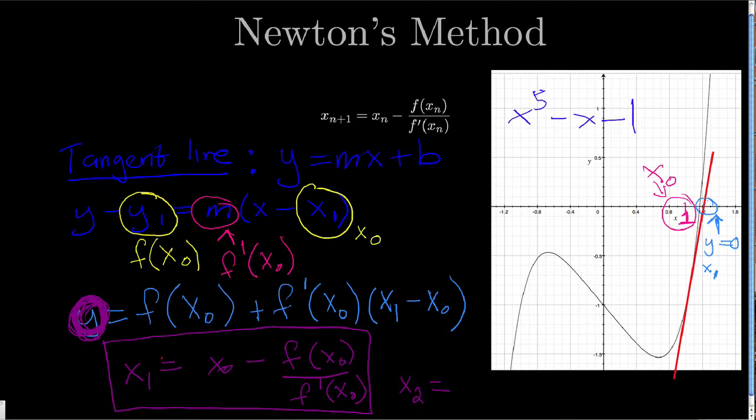Well, you're going to do exactly the same thing, but instead of x sub 0, now you're going to use the next x value, x sub 1 minus f of x sub 1 over f prime of x sub 1. And so on and so forth. And so that's where this formula comes from.